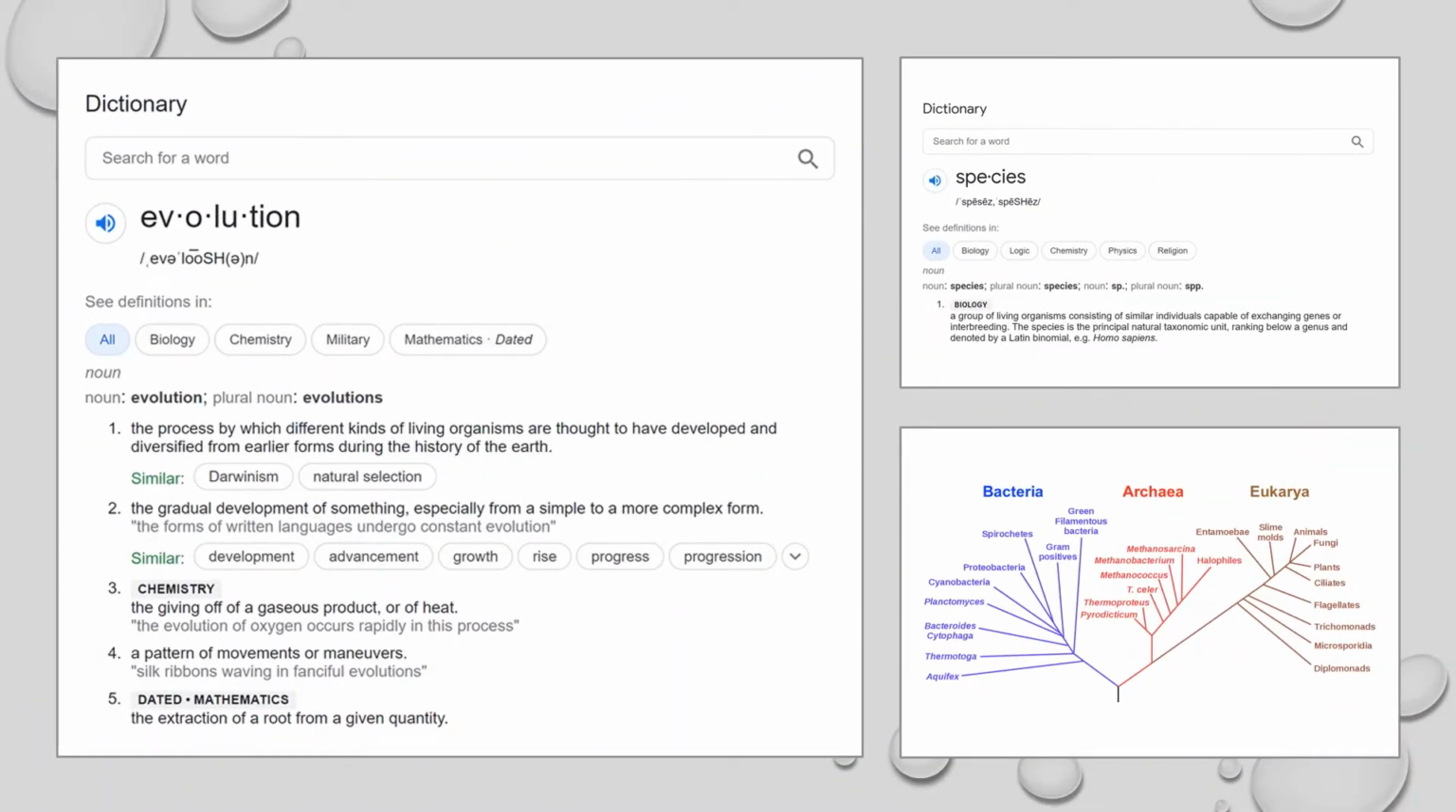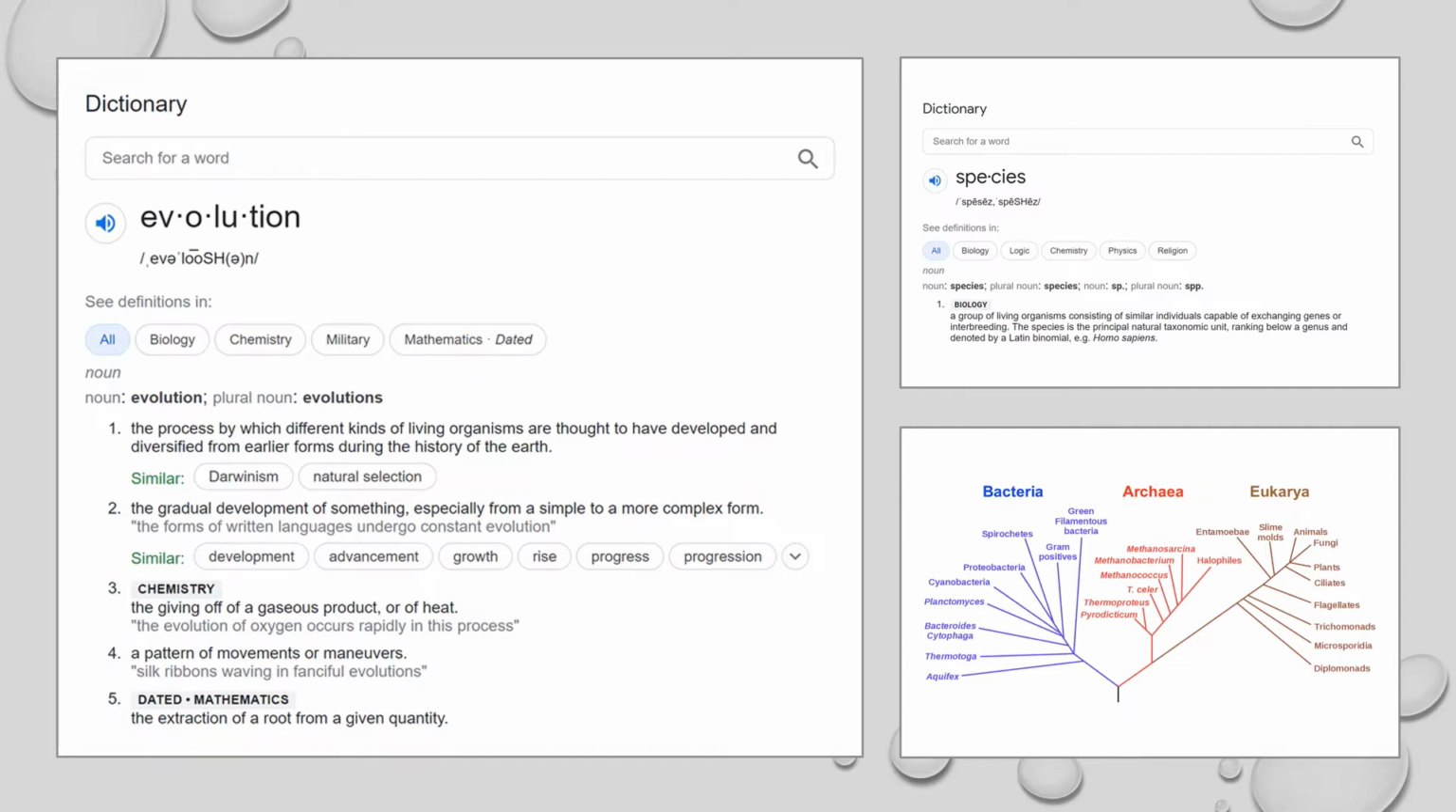All right, so that diversification of life, we call evolution. Evolution is the process by which different kinds of living organisms are thought to have developed and diversified from earlier forms during the history of the Earth.